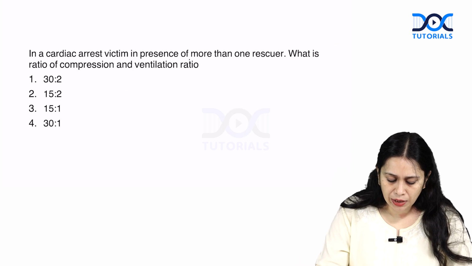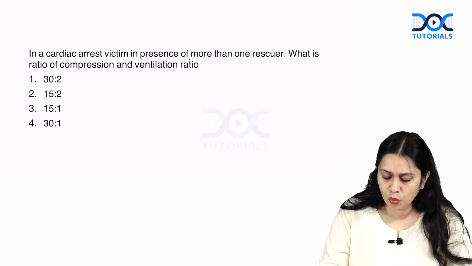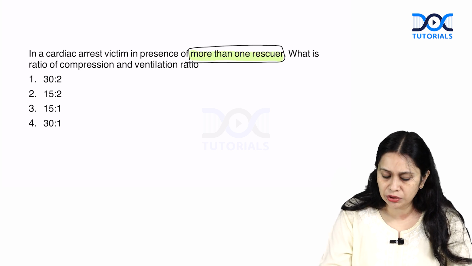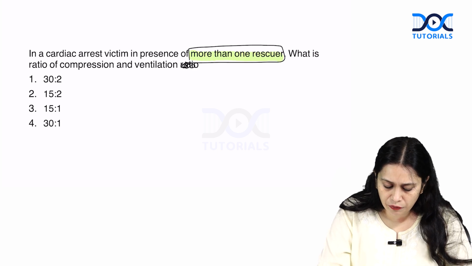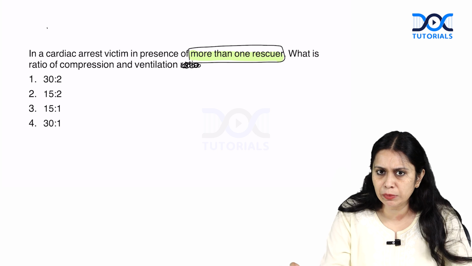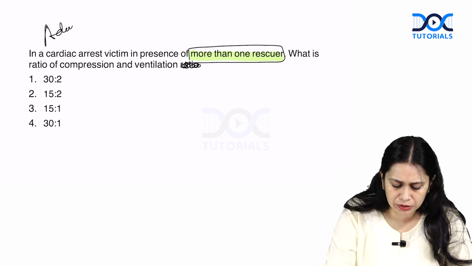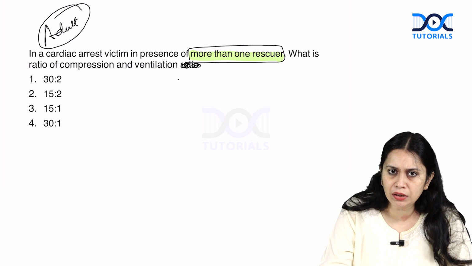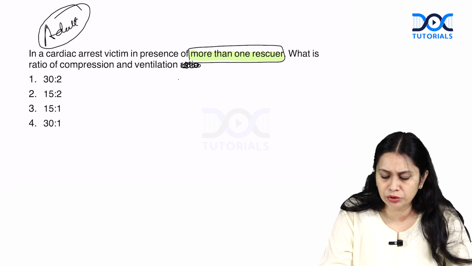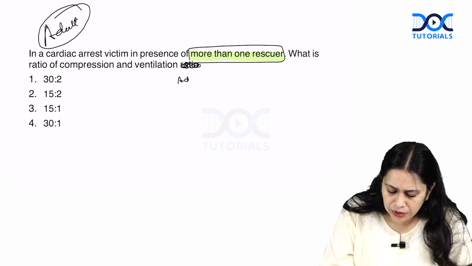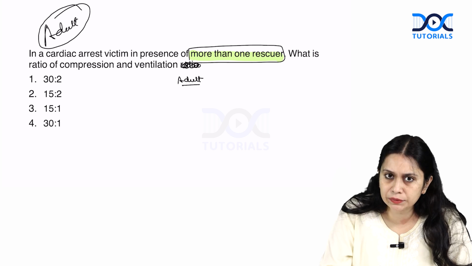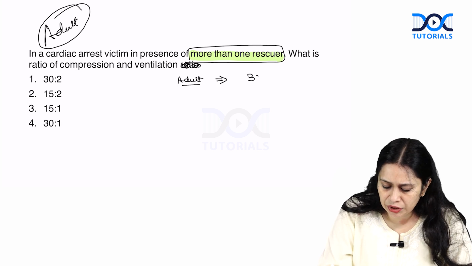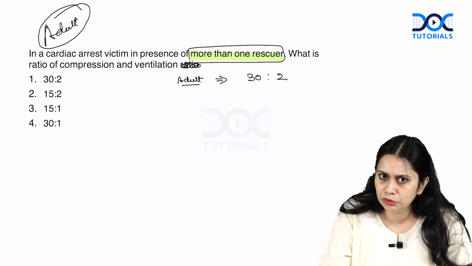Okay, next. In a cardiac arrest victim in the presence of more than one rescuer, so this is one important point in the question, more than one rescuer. Now, what is the ratio of compression and ventilation? If they haven't mentioned the age group, always consider adult. So they are asking, for more than one rescuer in an adult, what is the compression ventilation ratio? So remember, for an adult, irrespective of the number of rescuers, the compression ventilation ratio is always 30:2.